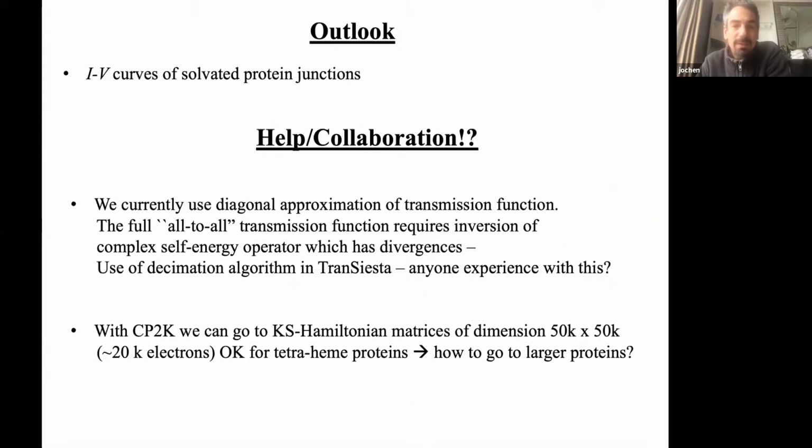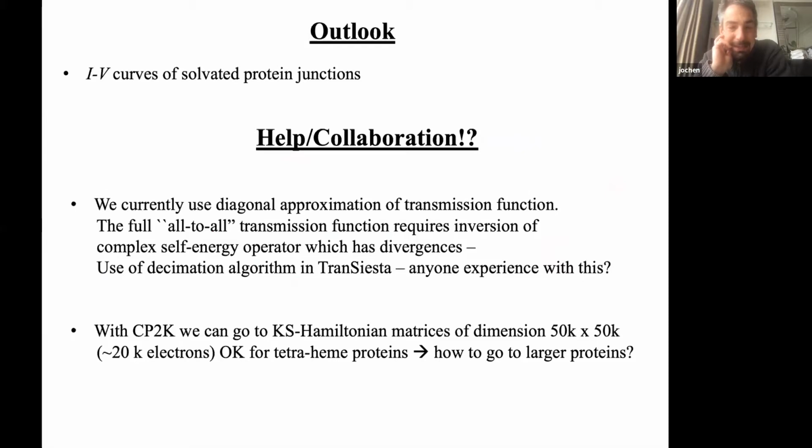The problem there is that currently we are not doing the full transmission function, but we use a diagonal approximation to it. Here it's a bit tricky. These things have also been implemented in Transistor, but they cannot do as large systems as we can do. So here we are trying to implement a decimation algorithm to deal with the complex self-energy operator, the inversion of it. And here we are currently running into problems. If anyone has experience with that, I'd be most welcome and happy to talk to him or her.